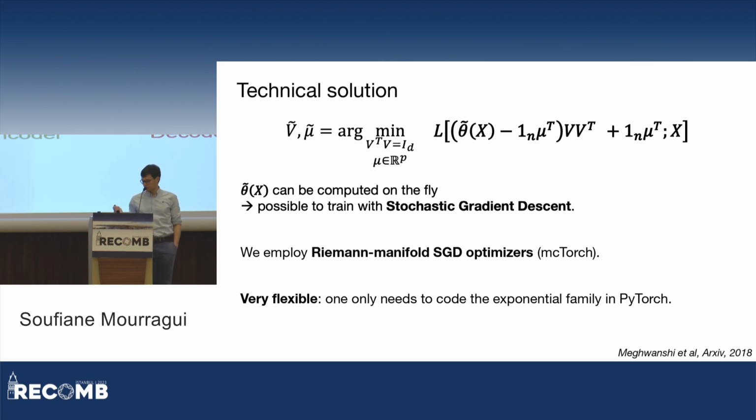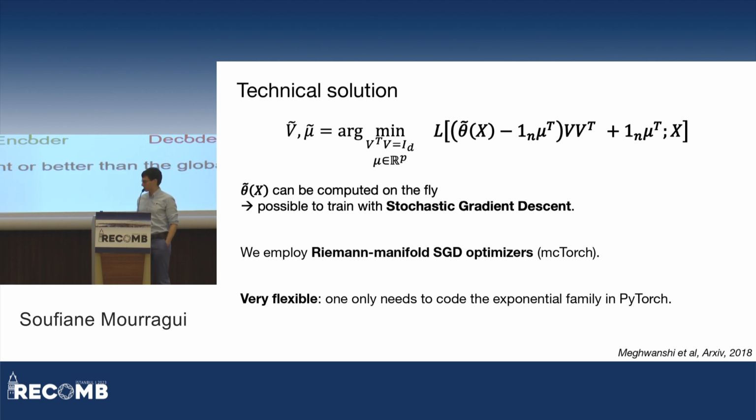So once we have this quantity, we try to find the loading matrix here, following a Riemannian manifold constraint, because it has to be orthogonal. And we show in the manuscript, and I'm going to walk through the method here, that the global minimum obtained with this scheme is equivalent or better than the one that you obtain with an SVD-like GLMPCA formulation. GLMPCA has been used quite heavily in single-cell genomics.